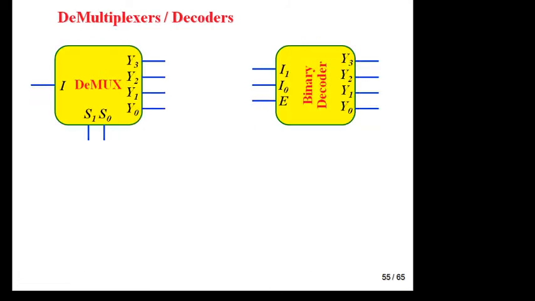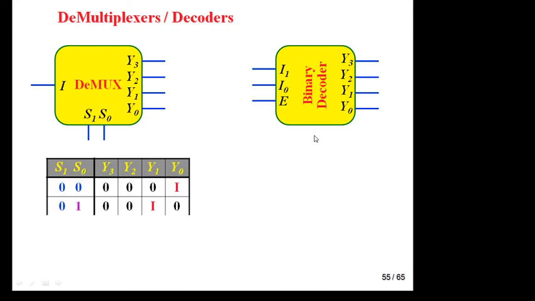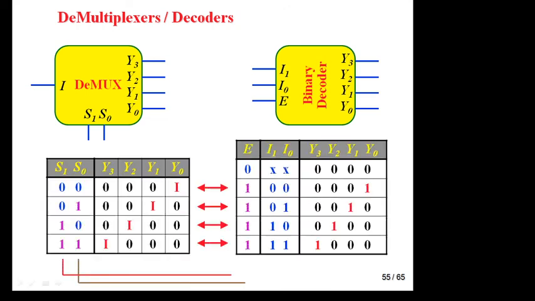Now demultiplexer and decoder. In a demultiplexer there are 2 select lines, 1 input and 4 outputs. This is a 1 to 4 demultiplexer. In a 2 to 4 decoder, this E will come here. You can write this E also here. So this is the table.